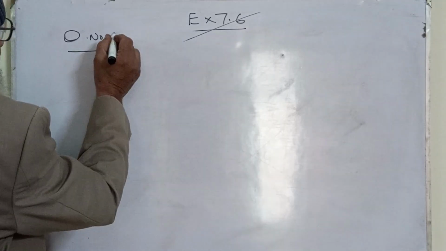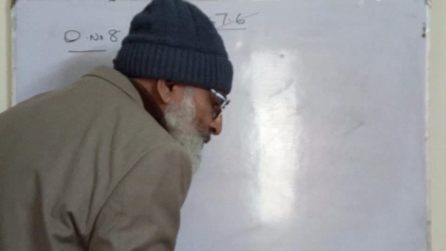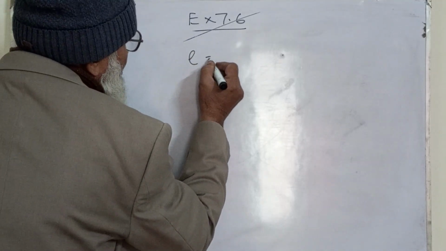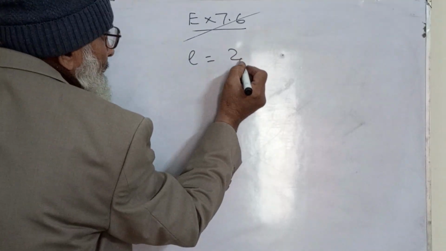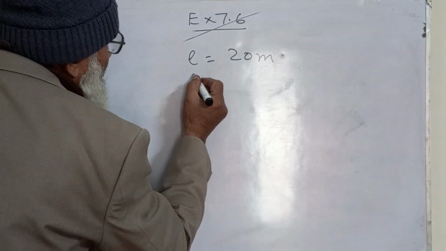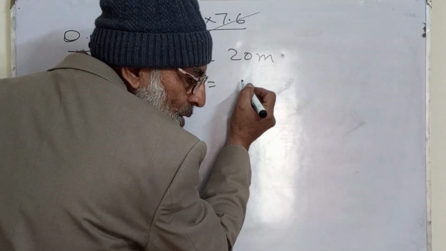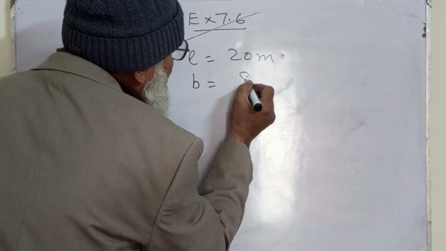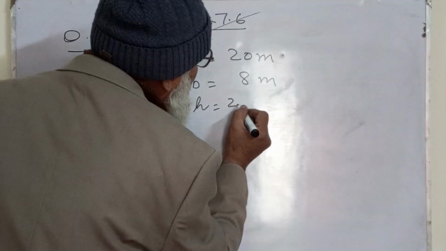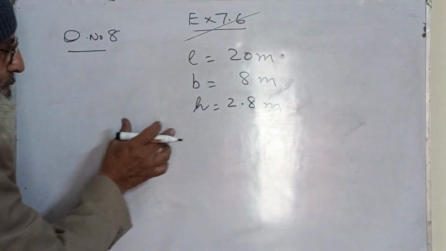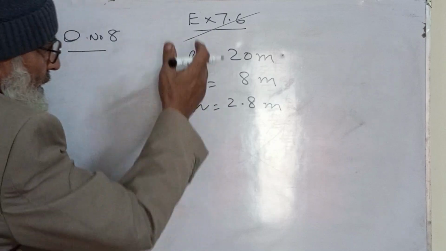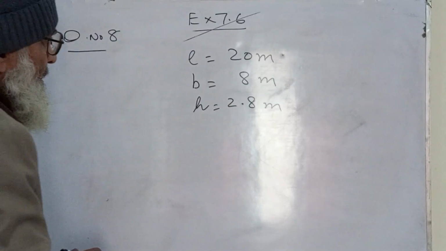Now, question number 8. A storage company has a rectangular storage area. The length L is equal to 20 meters, as given in the word problem. The width, which means breadth, is equal to 8 meters. And the height is equal to 2.5 meters. Now this is the storage area. Find the volume of the storage area. Just multiply all the three dimensions.